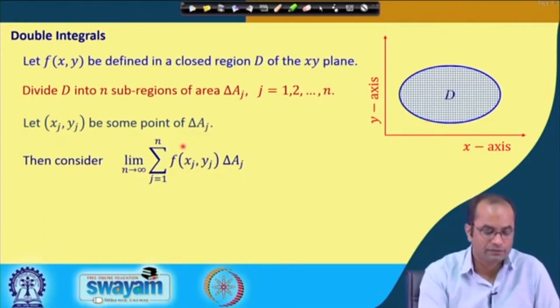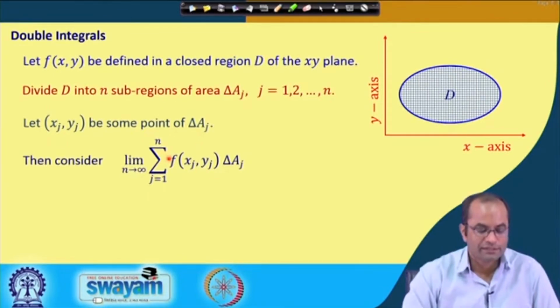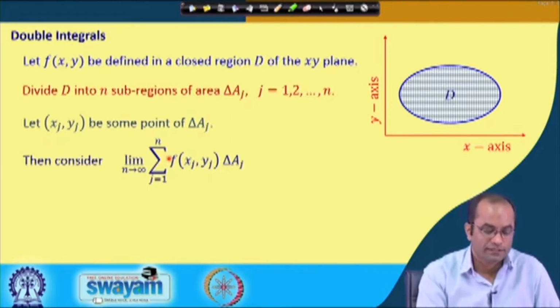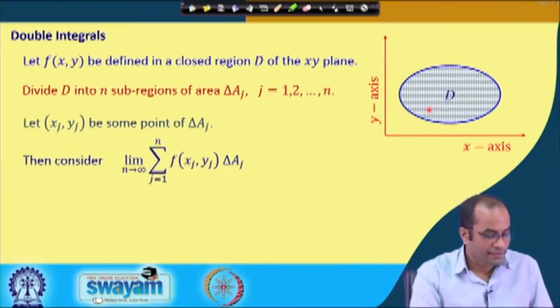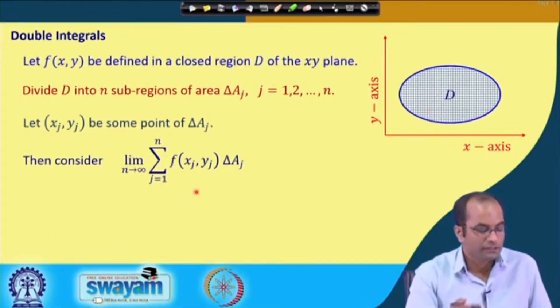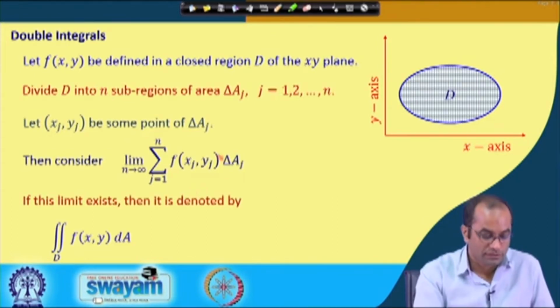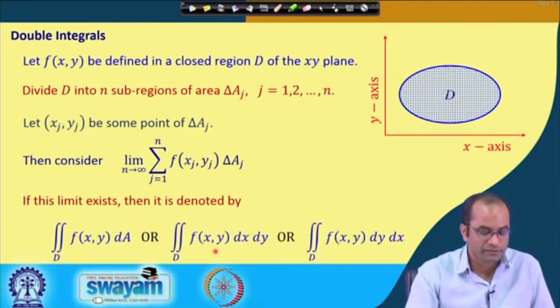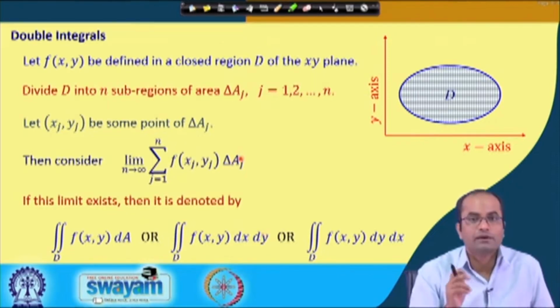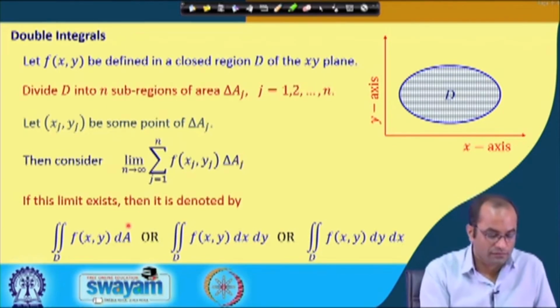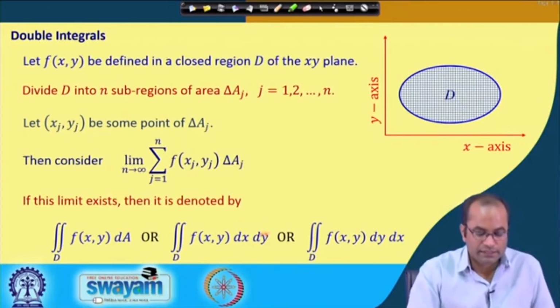So, on the surface we will have this point f(xj, yj) corresponding to this point (xj, yj), and we have multiplied by this area, this delta A j, and if this limit exists, then we denote this value of this limit by this integral over D. So, the double integral over D of f(x, y) dA, or sometimes we also use the notation instead of dA, which is representing the area of this infinitesimal subregion, we can also denote by dx dy or dy dx. So, that is the definition here.